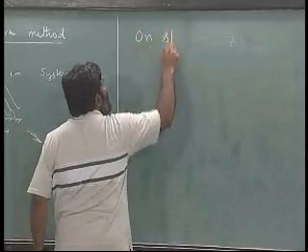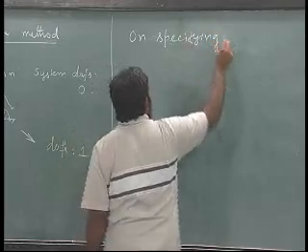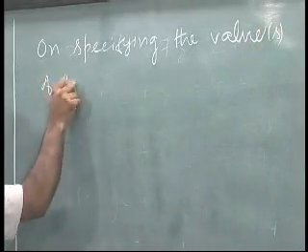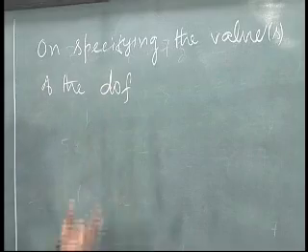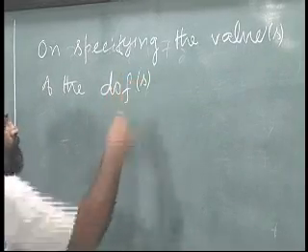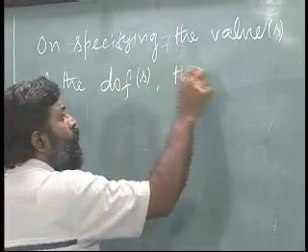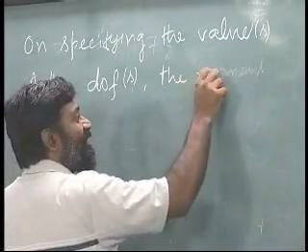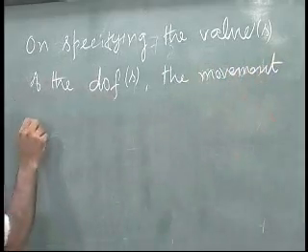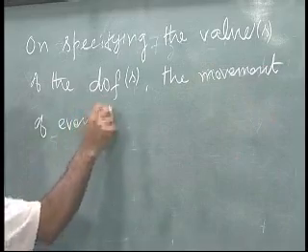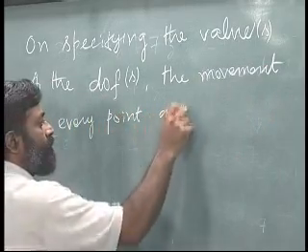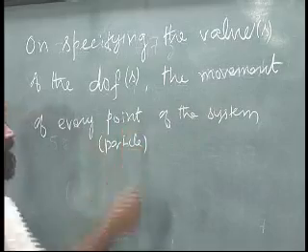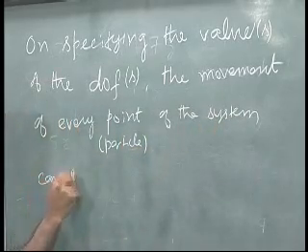So, on specifying the value or values of the degrees of freedom, DOF is a short form, the movement, movement is different from moment, of every point, I can also write this as particle, of the system can be determined.